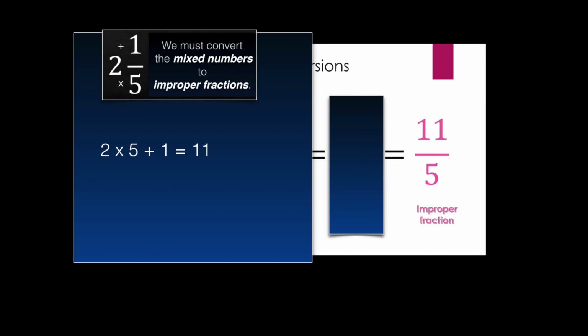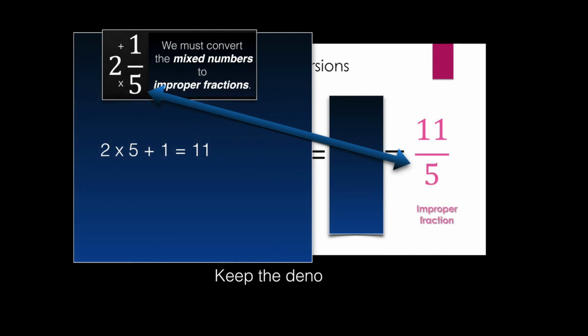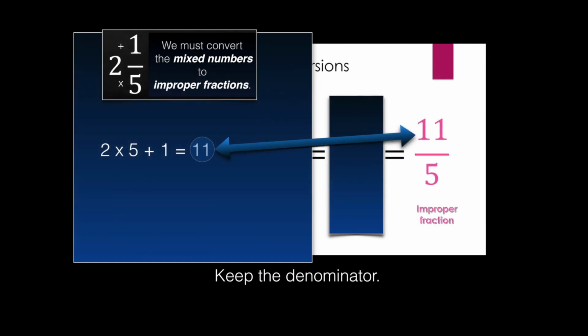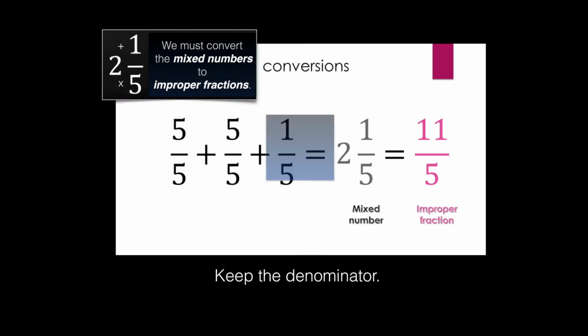Now that 2 1/5 is going to become 11/5 because we keep the denominator. Always, always, always just keep the denominator. And then the result of that other number, the 11 that we got, that's our numerator. So 2 1/5 equals 11/5. They are the exact same number. And it can look like that.